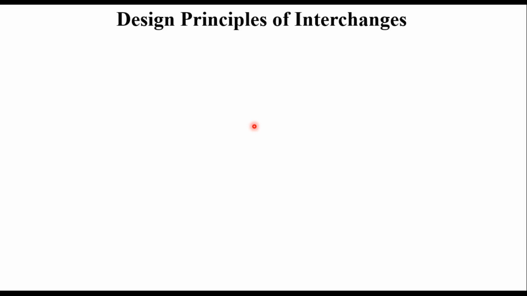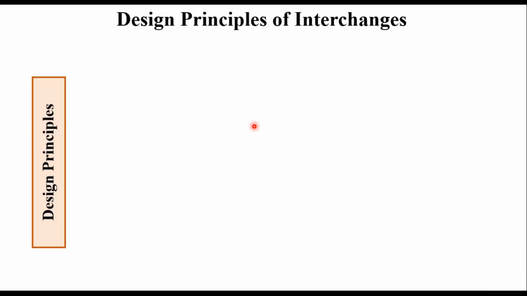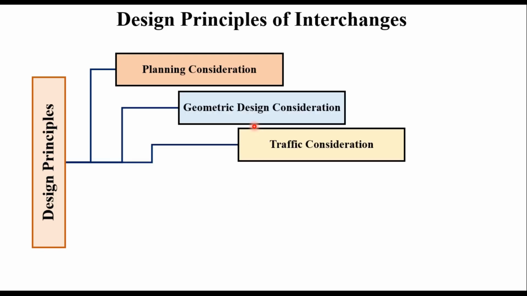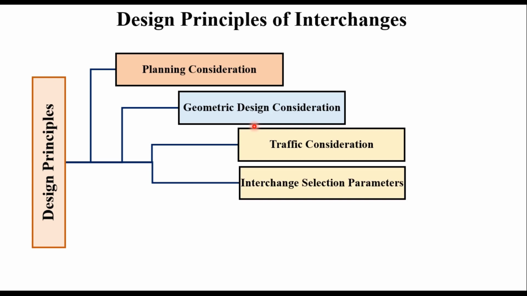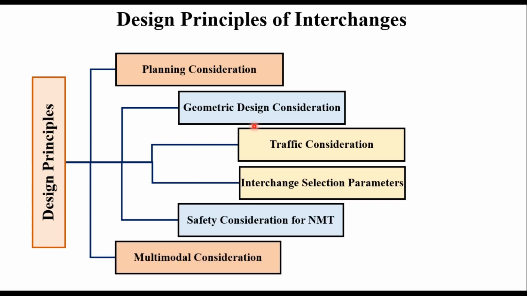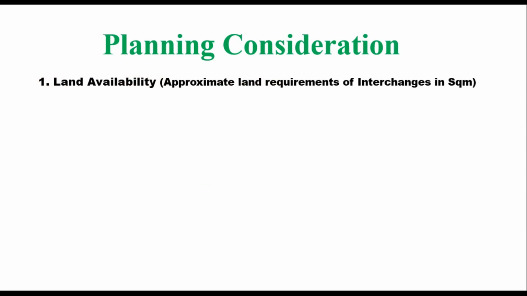In design of interchanges, a few basic principles are to be followed, and these are the planning consideration, geometric design consideration, traffic consideration, interchange selection parameter, safety consideration for non-motorized traffic, and multimodal consideration. In planning consideration, there are five parameters that should be considered while selecting a particular type of interchange. The first is land availability.